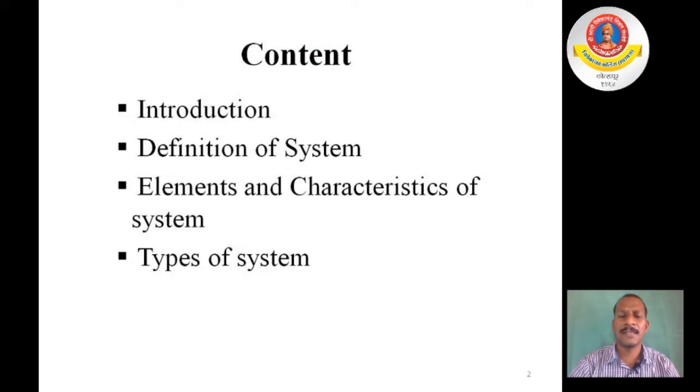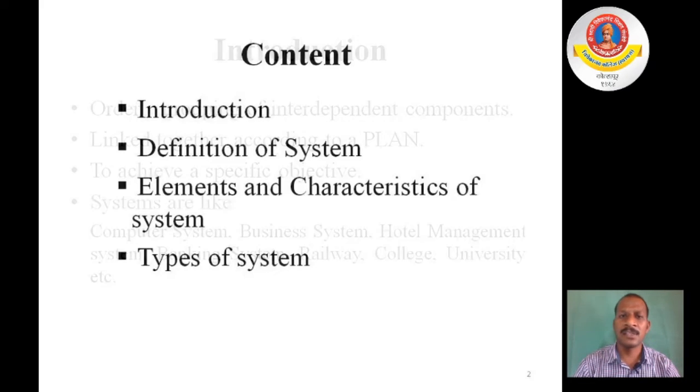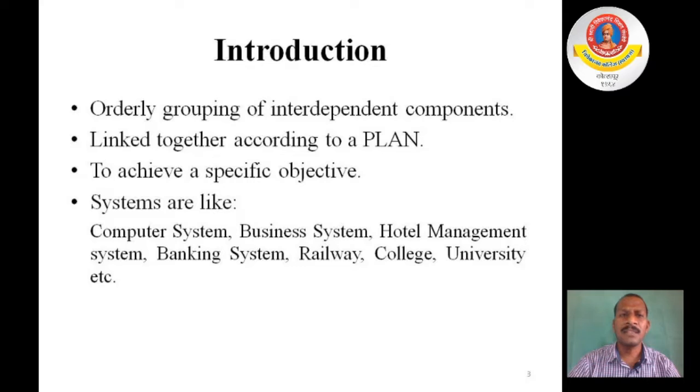So, in this presentation, we will cover points like introduction, definition of a system, elements and characteristics of a system, and types of a system. At the outset, I would like to introduce system analysis. To develop any software, we will have to do certain system analysis first, and then we will move towards the software development process.